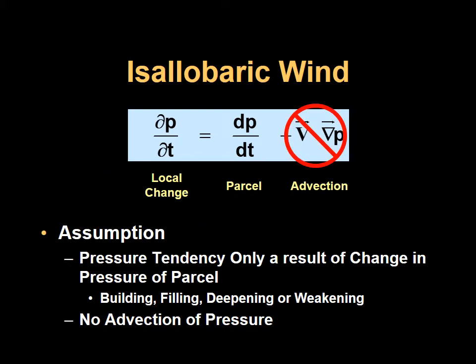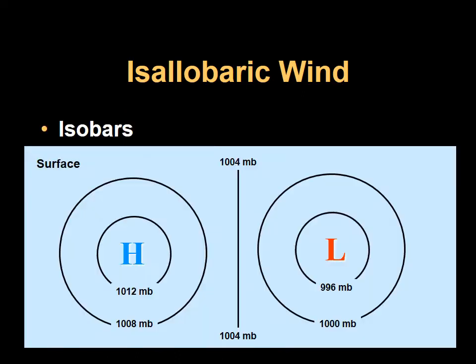What we're going to assume in the Isallobaric wind is that we don't have any pressure advection, meaning that weather systems are not moving. That's a bad assumption. Weather systems, as you know, move, but we've got to get a handle on this somehow. So we're going to make some very, very simple assumptions, and we're going to say that the local changes in pressure are a result of the weather system either intensifying or weakening, either deepening or filling. So that's what the parcel change is. So no advection. Kind of strange, but we're going to go with it.